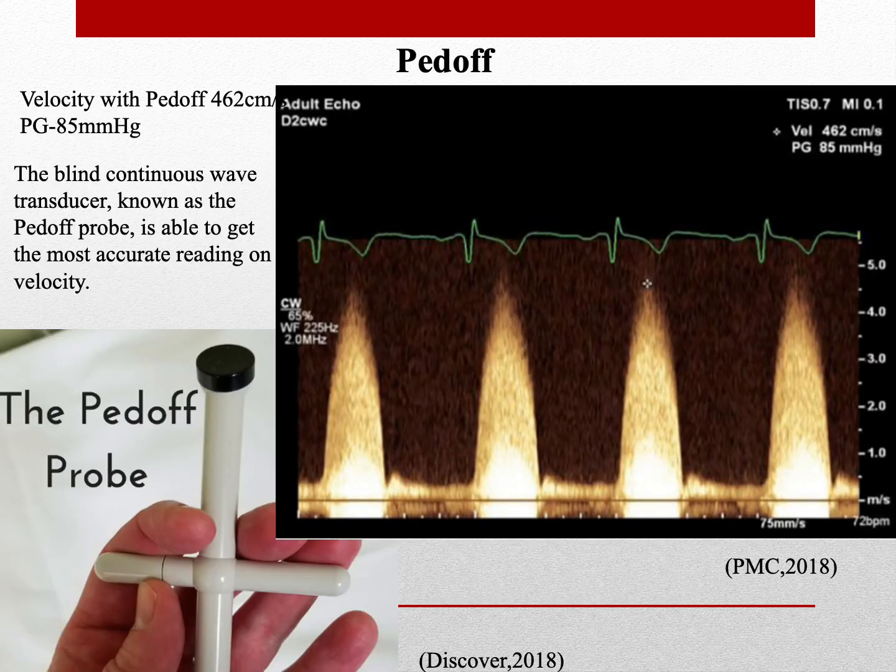So right off that, we're going to want to get a more accurate result by using a PEDOF Doppler probe, which is a blind continuous wave transducer. We're going to use that because it spends more energy on getting that velocity, not on producing an image. And we actually get an even more elevated velocity. We're getting 462 centimeters a second. Pressure gradient's almost doubled actually with the PEDOF. So we get a more accurate picture of the velocity and the severity of this stenosis. And this is what we'd be looking at with the subclavian steal syndrome.